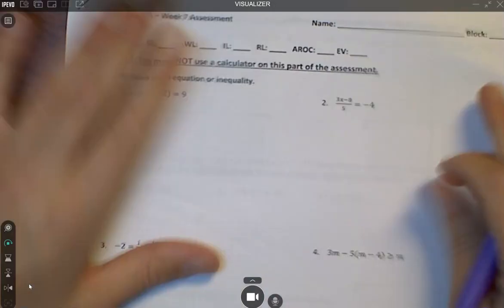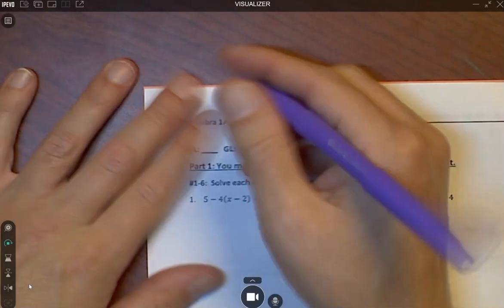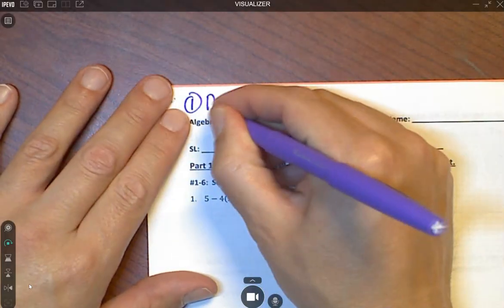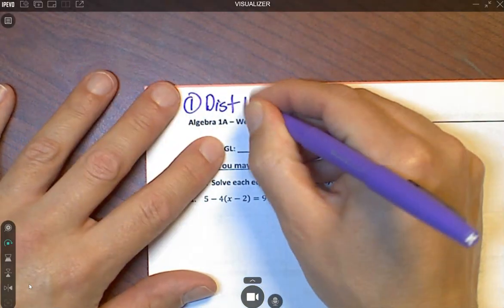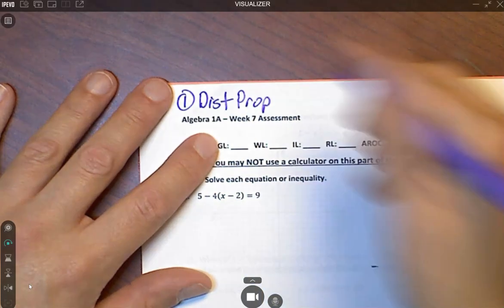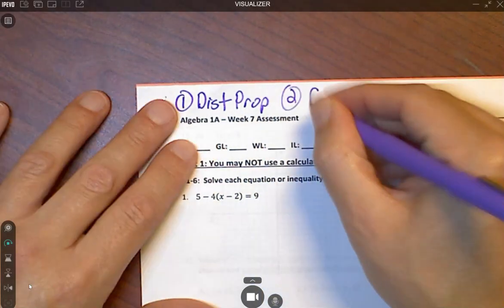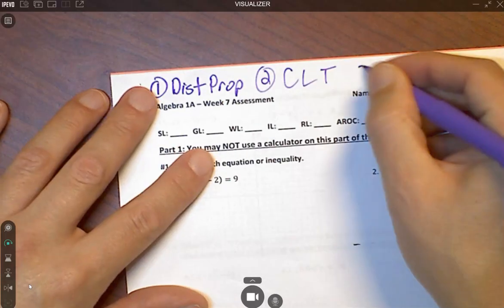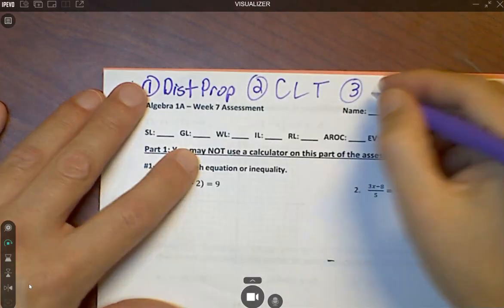So, we got people still struggling with equations, and if I go fast, it's because I don't have time. Okay, so step 1, distributive property. Step 2, do any combining of like terms. And then step 3, solve sequence.